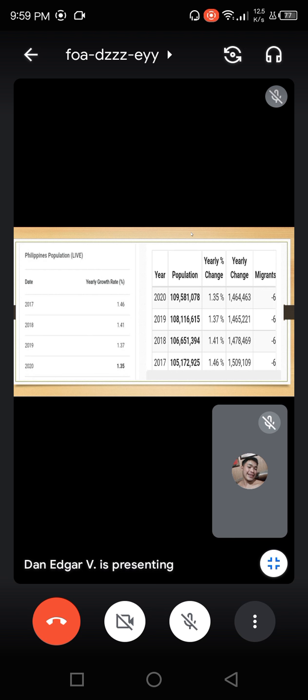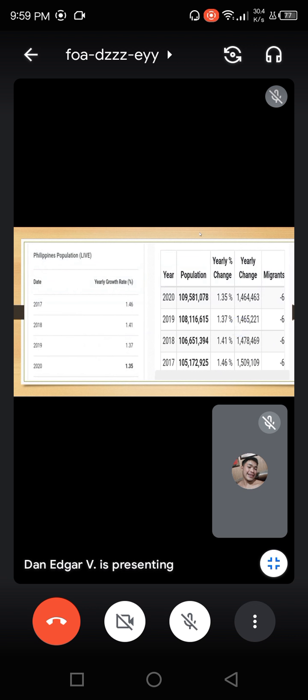In 2017, the population was 105,172,925, with a yearly percent change of 1.46%. The yearly change is 1,464,463.